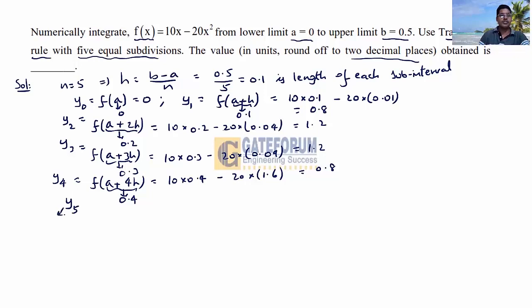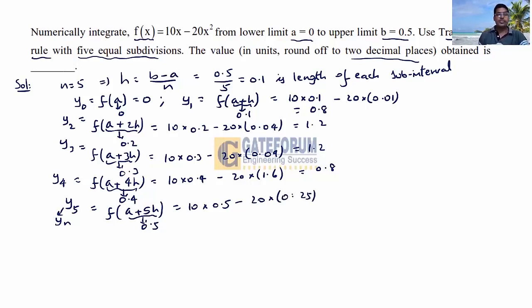Finally y5. This is also denoted in the conceptual part by f of a plus nh, that is a plus 5h, which is the upper limit. This is 0.5. So this is 10 into 0.5 minus 20 into 0.5 whole square, which is 0.25. So this is 5 minus 5, which simplifies to 0.